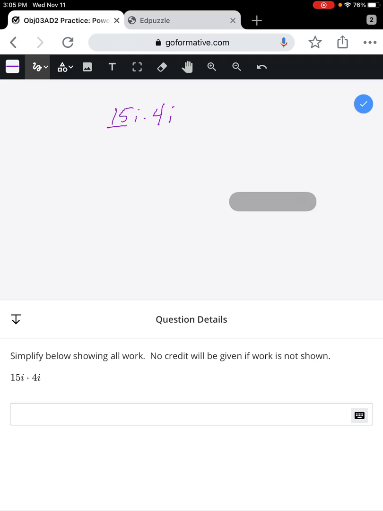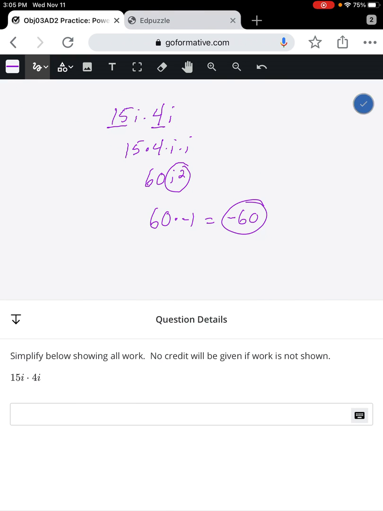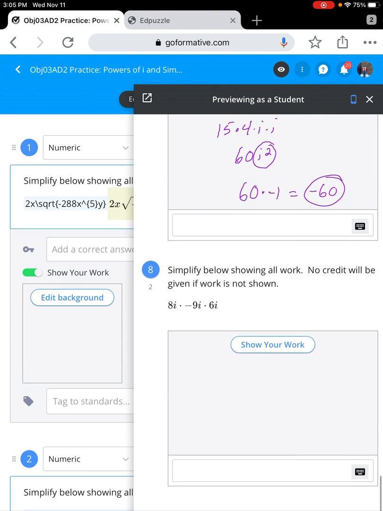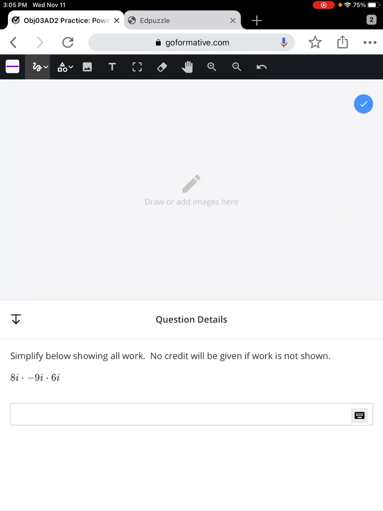Number 7, 15i times 4i. I'm going to rewrite it. 15 times 4 times i times i. Okay, 15 times 4 is 60 i squared. I know i squared is -1, and so my answer here is simply -60.